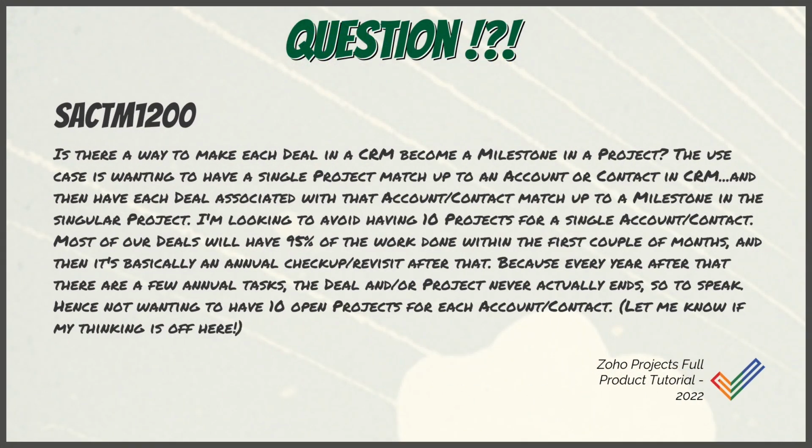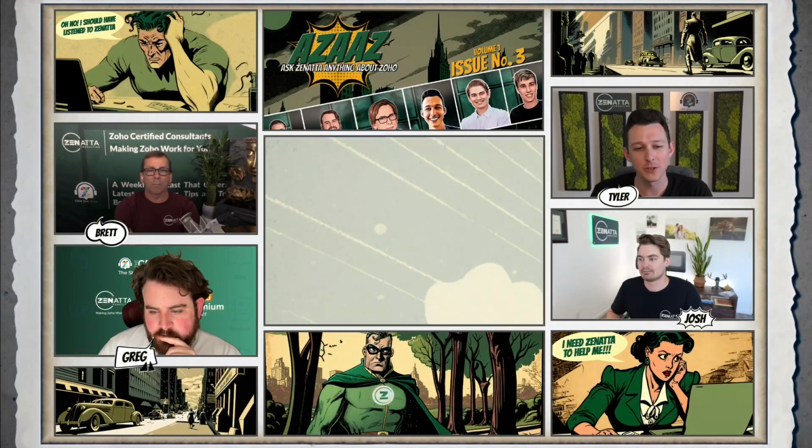This is from SACTA M1200, hopefully I got that right. This is actually on our Zoho Projects full product tutorial. Essentially, the question here is looking at the integration from CRM to Projects. Is there any way to make a deal in CRM become a milestone in a project? Use case is that we want to have a single project for each account or contact, and then as we win new deals over time, we can kick off new milestones or sections in that project. This is one that we talked about a little bit internally.